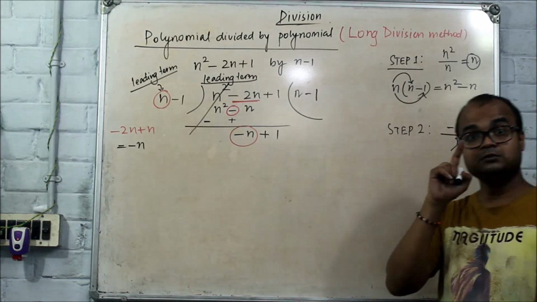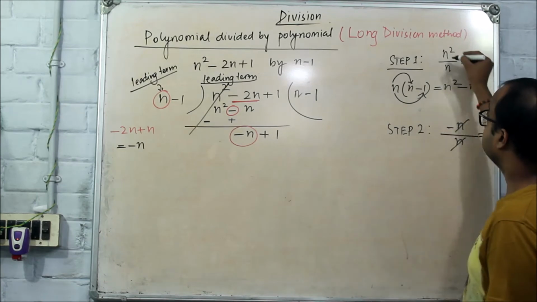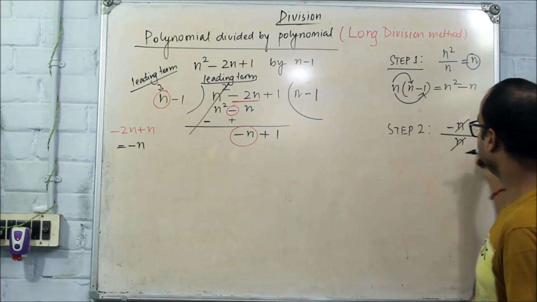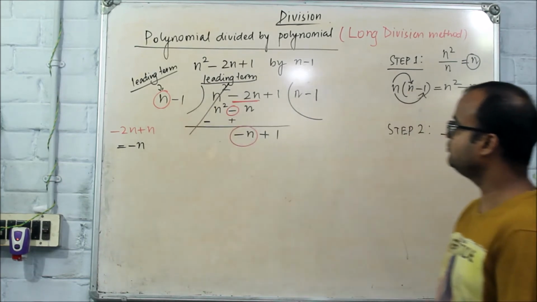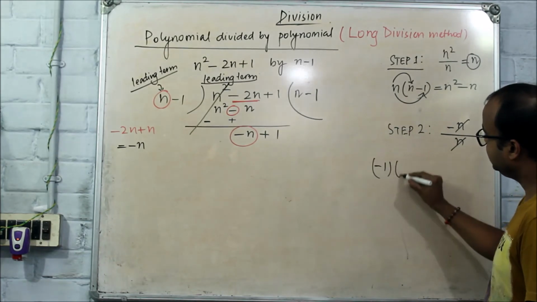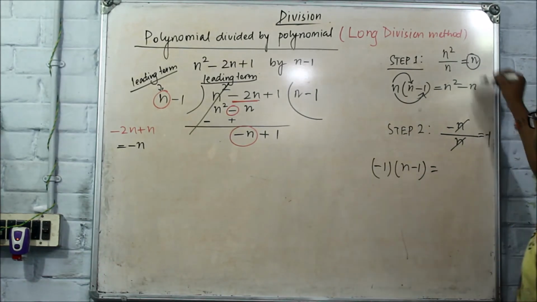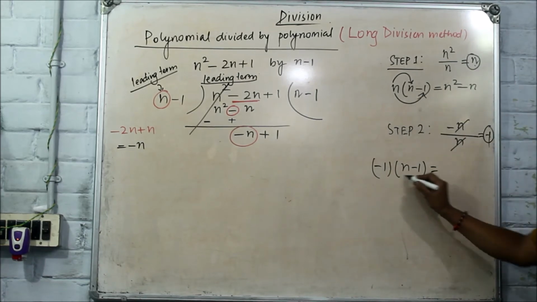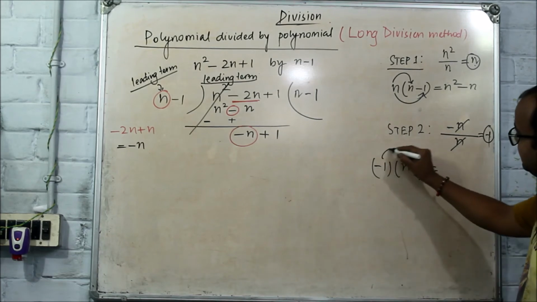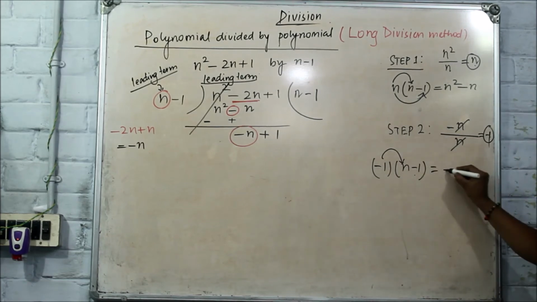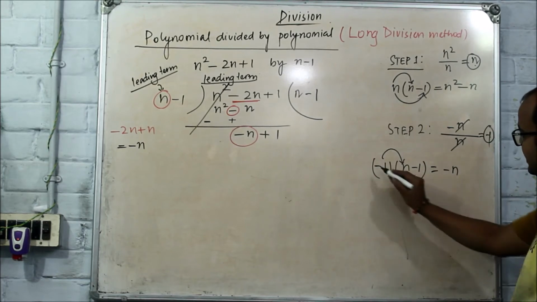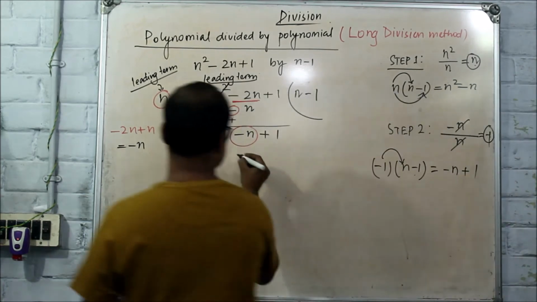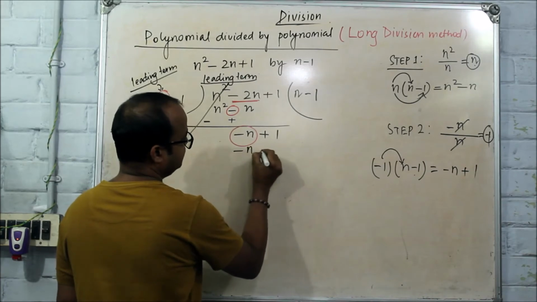You need to remember one thing. We are considering the leading term with its sign. Now next, this minus 1 is going to multiply with n minus 1. See, the same way this n multiplied by n minus 1, same way minus 1 is going to multiply with n minus 1. Minus 1 into n is equal to minus n. Minus 1 into minus 1 is plus 1. So we write minus n plus 1.